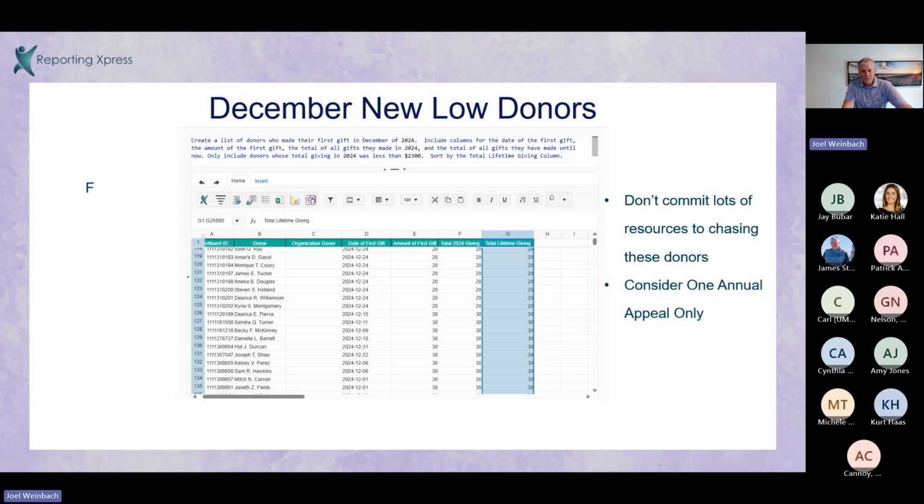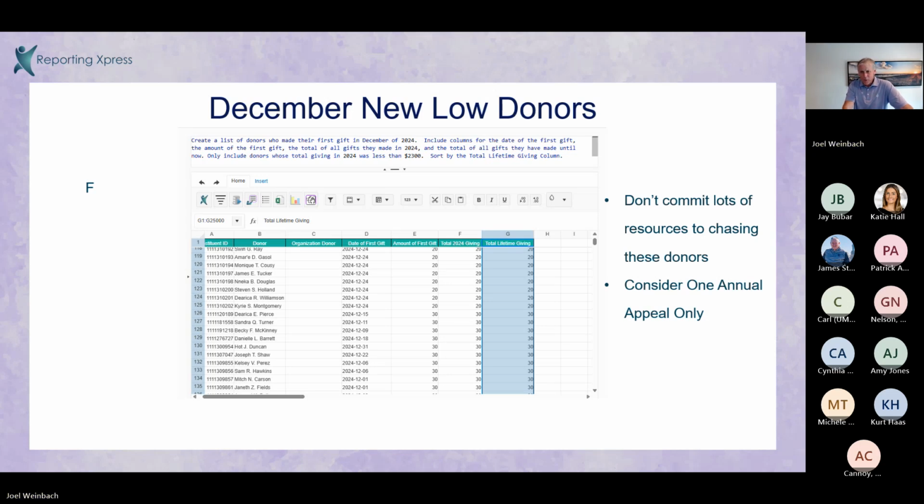Let's dig into those December donors. These guys, if you look at this column and the number here, the first 126 donors or so only donated $20, and their total lifetime giving was $20. So they made one donation and they were gone. Same thing for these $30 donors.